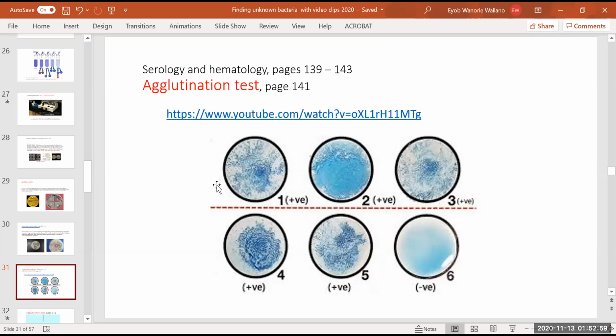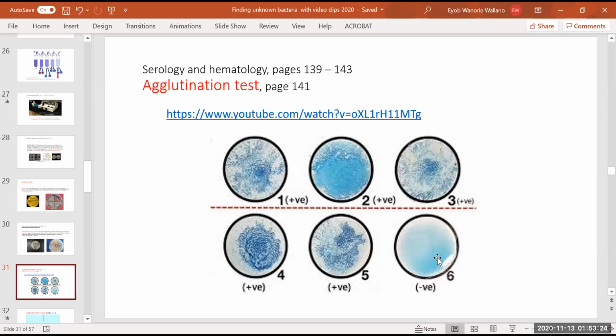It makes some kind of granules. You see, those granules make it positive. That is an agglutination test. It makes agglutinant, we call it agglutinant. A bunch of bacteria are joining together, making some kind of sediment, precipitate on the slide. So we call it agglutinant.